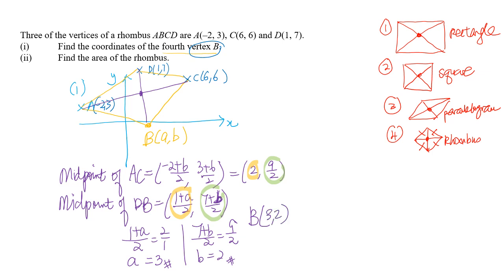So therefore, the fourth vertex is 3, 2. Okay, my sketch is not exactly accurate. So this is 3, 2. First part done. Part 2 is to find the area of the rhombus, so I'm going to practice using the shoelace method. So half, in the anti-clockwise direction. I'm going to start with point A as usual, negative 2, 3. Go on to point B, that is 3, 2. Then point C, 6, 6. Then D, 1, 7. Back to negative 2, 3.